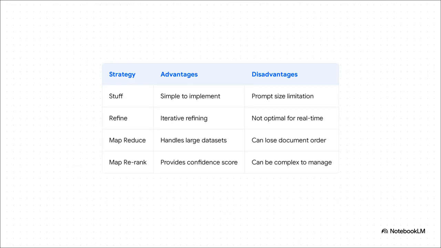So, which strategy is right for you? Well, here's a quick cheat sheet. First, you've got stuff. That's the brute force method. Simple, one API call, but it only works for really small documents. Then there's refine, which is great for building a detailed summary, but it can be slow because it makes a lot of API calls. MapReduce is the workhorse for huge datasets. It's fast, but you might lose some of the subtle connections between chunks. And finally, map re-rank is kind of the power user option. It's really efficient, but can be a bit more complex to get right. The best choice always depends on your specific needs.